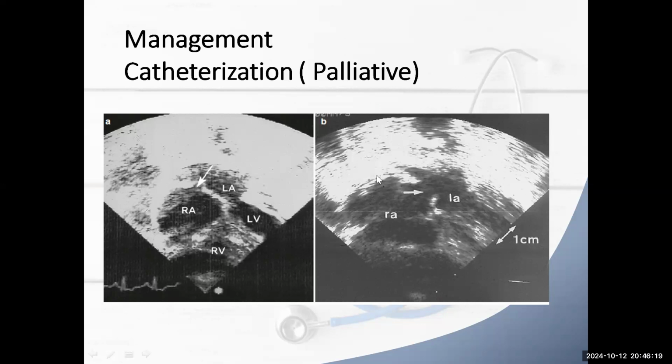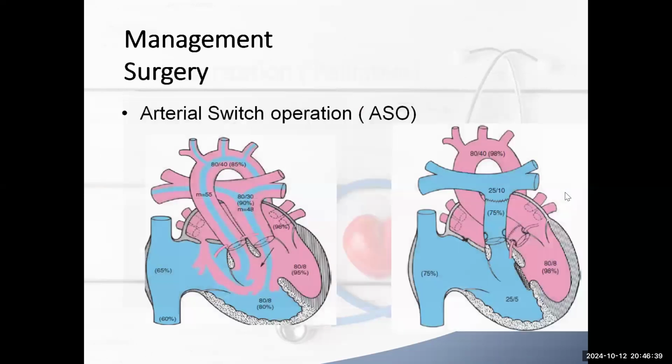Okay, I'll say. Arterial switch operation should be done before 6 weeks of age. Should be done before 6 to 8 weeks of age, maximum 8 weeks of age. I'll say what is arterial switch operation first, then I'll tell you why it should be done before this age.